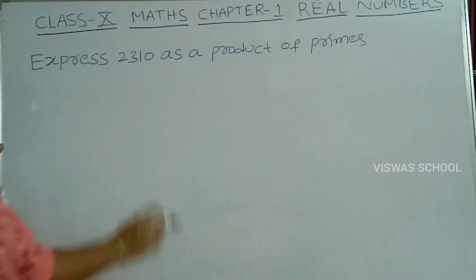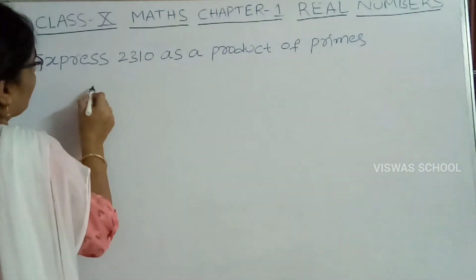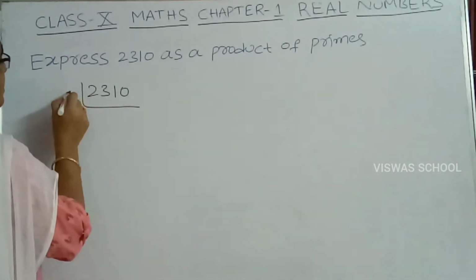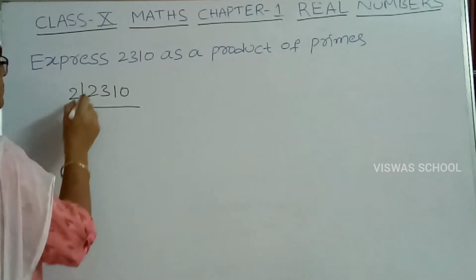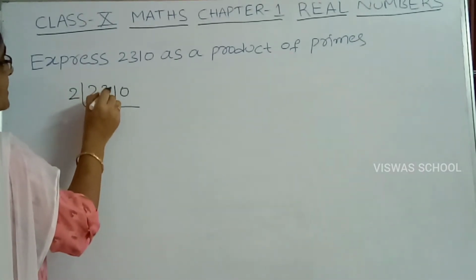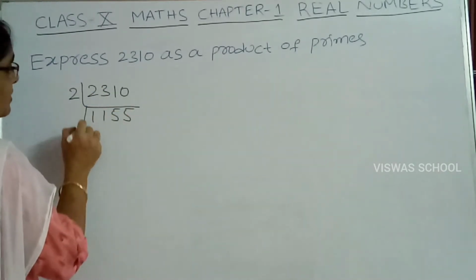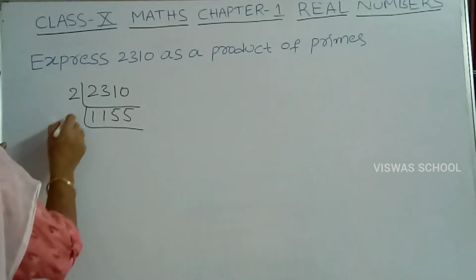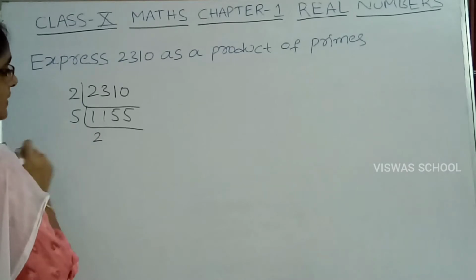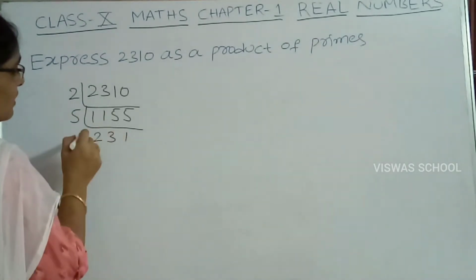Next one is to express 2310 as a product of primes. 2310. First with 2: 2 1s are 2, here also 2 1s are 2, and here the remaining is 1. That is, 2 5s are 10, and the remaining is 1, 2 5s are 10. And next, with 5: 5 2s are 10, remaining 1. 5 3s are 15, 5 1s are 5.